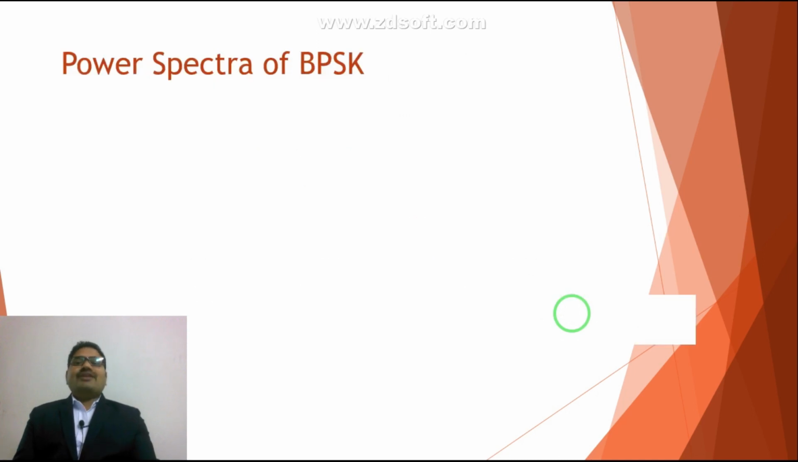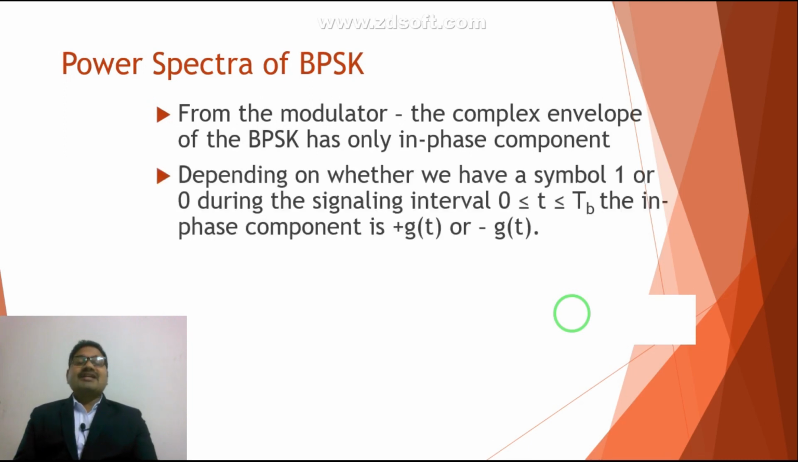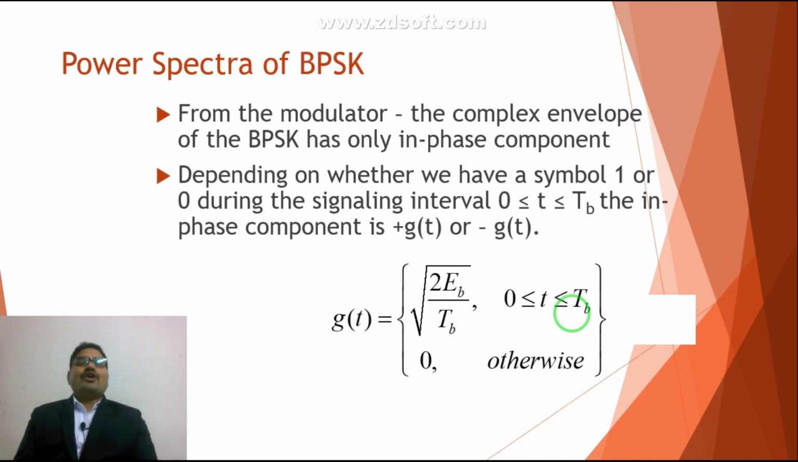Next, moving towards the power spectrum of your binary phase shift keying. Now from the modulator, the complex envelope of BPSK has only an in-phase component. So depending on whether we have a symbol 1 or 0 during the interval 0 to TB, this in-phase component we can write as plus g of t or minus g of t. This g of t is nothing but your shaping function.